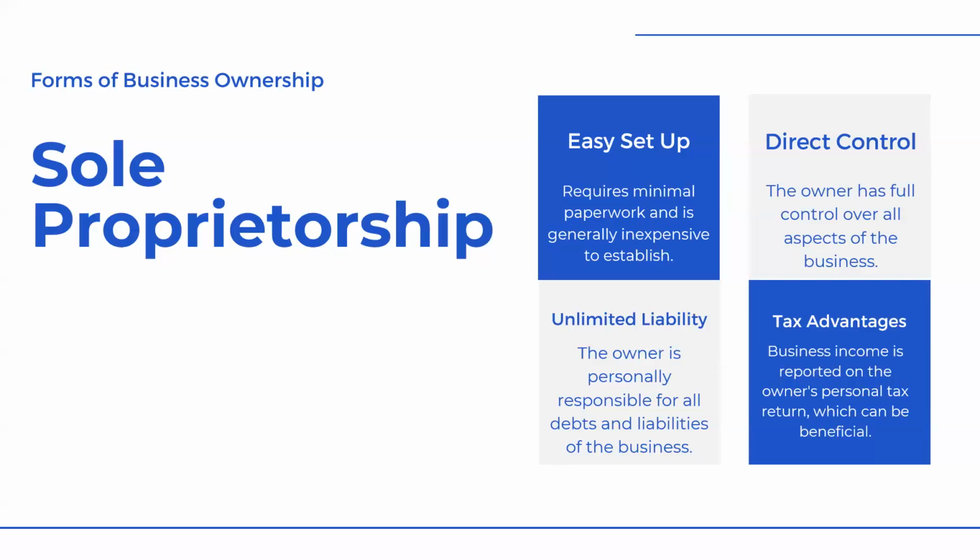In a sole proprietorship, you, the owner, have full control over your business. You make all key decisions and are typically accountable for managing daily operations. In return for taking on this responsibility, you receive all the income generated by the business. Sole proprietorship is one of the easiest forms of business ownership to set up. It requires minimum paperwork.